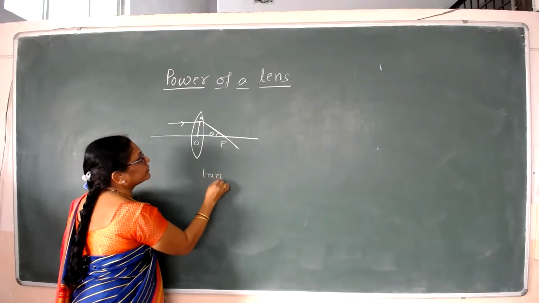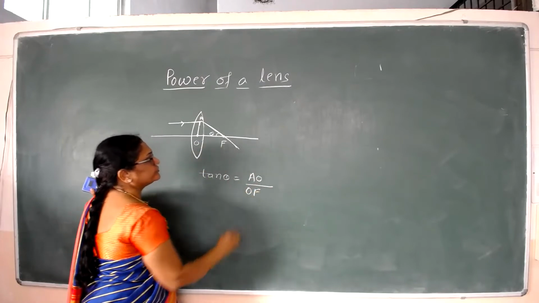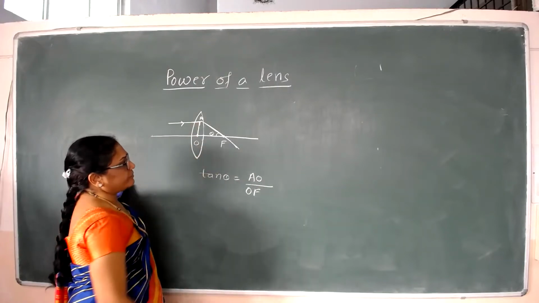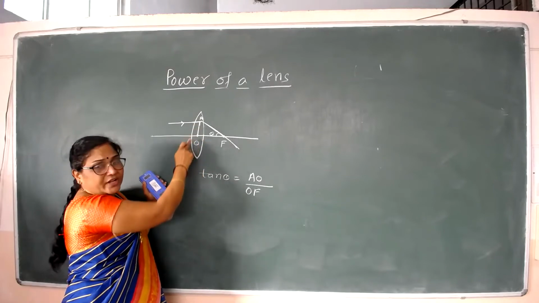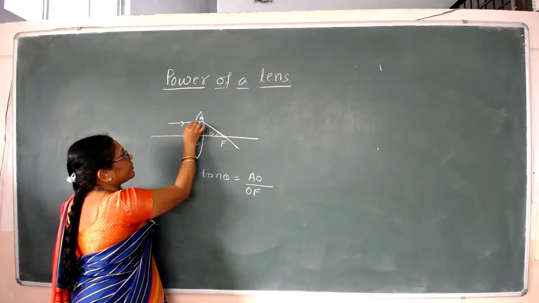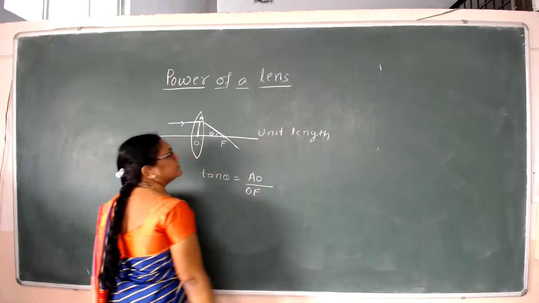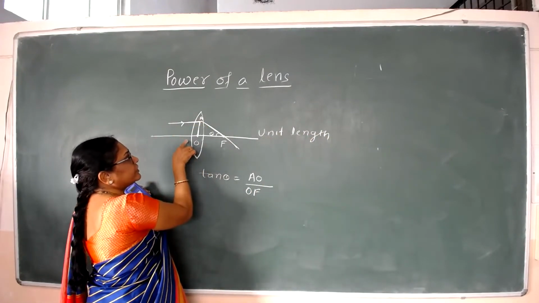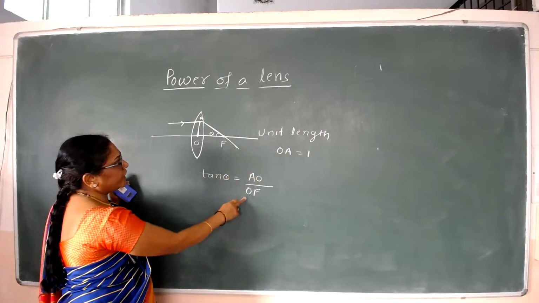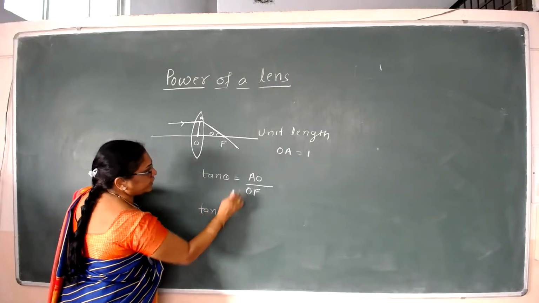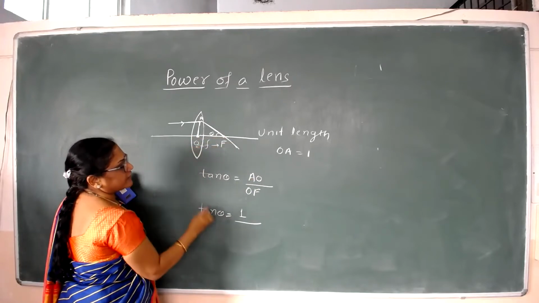Then here tan theta is equal to AO divided by OF. So tan theta is AO divided by OF. The tangent which is drawn parallel to the principal axis at a unit length is known as the power of a lens. A ray which is parallel to the principal axis at a unit length means AO is equal to 1. So when AO is equal to 1, tan theta is equal to, AO is considered to be 1 and OF is the distance from the optic center to the principal focus, that is the focal length, so 1 divided by f.